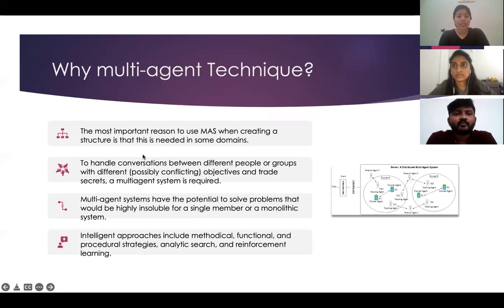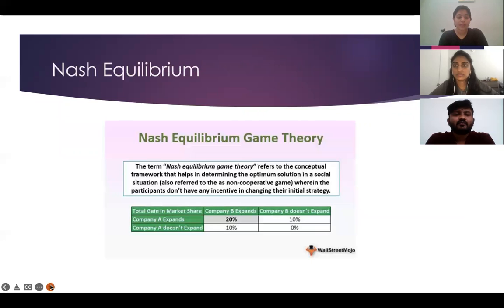And why the multi-agent technique? Because here MAS is used to create a structure that is needed for some domains, and multi-agent systems have good potential to solve complex problems. And for a single agent, intelligent approaches include methodologies like reinforcement learning. For the multi-agent techniques, we use Nash equilibrium. This mainly focuses on game theory, and it is developed by the tuning process as well.